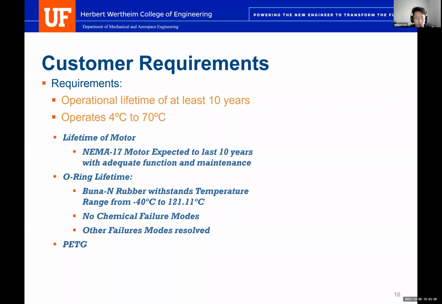In regards to the O-ring lifetime, the material is Buna-N rubber, which withstands a temperature range from -40 degrees Celsius to 121 degrees Celsius. This is beneficial as it prevents thermal degradation and thermal extrusion, which is a failure mode of some O-rings. There are also no chemical failure modes because the material has high chemical resistivity.